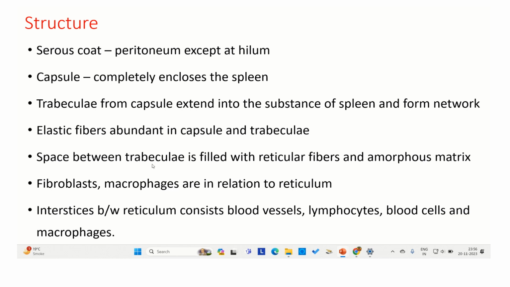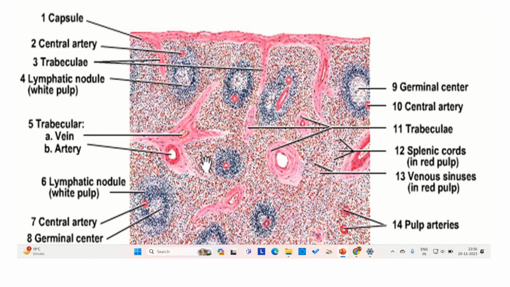This space also has fibroblasts and macrophages in relation to the reticulum, and between the reticulum there are blood vessels, lymphocytes, blood cells and macrophages. You can see here, this is the capsule. See the absence of a subcapsular sinus. These are the trabeculae, and this is the white pulp where there is an eccentric arteriole. These are called periarteriolar lymphatic sheaths, and this is the red pulp where there are splenic cords and splenic sinuses.